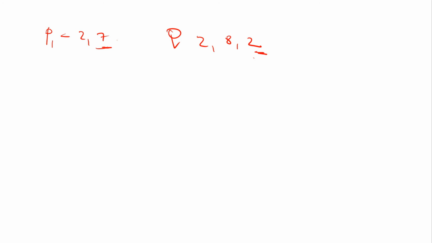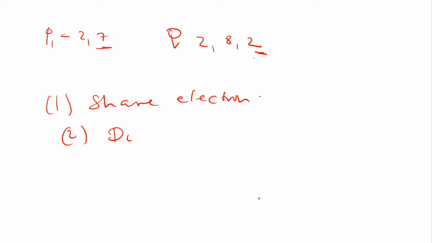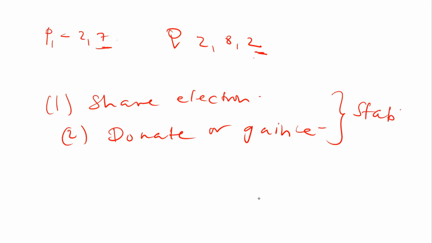They either share electrons. We all know this to be covalent bonding. Or they donate to another atom, or gain electrons from another atom. Either donate or gain electrons to obtain the stable electronic configuration, right? With that in mind, let's draw the dot cross diagram of P and Q to explain what's happening.